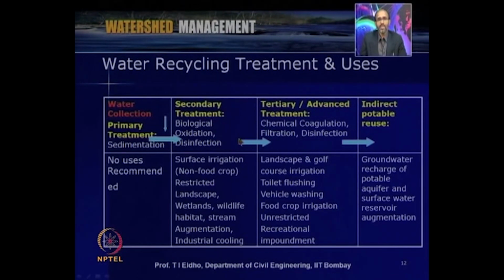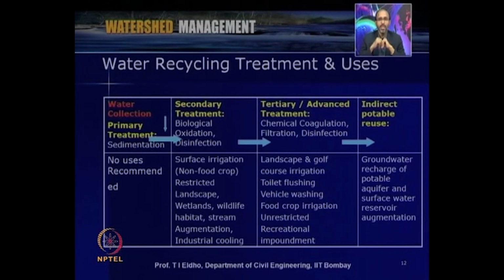After the secondary treatment the water can be sent to the tertiary or advanced treatment. There we give detailed treatment with respect to chemicals, like chemical coagulation, filtration, and disinfection. The water coming after this treatment is pure water to a certain extent. So, this water we can use for landscape, golf course irrigation, toilet flushing, vehicle washing, food crop irrigation, and unrestricted recreational involvement. So, we can use this water for various purposes.